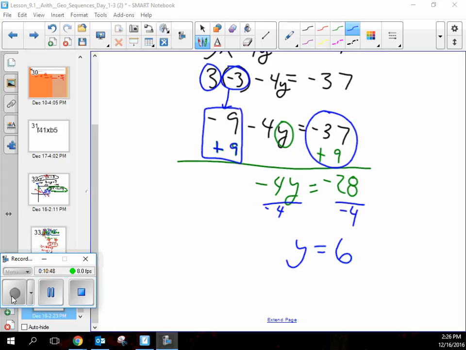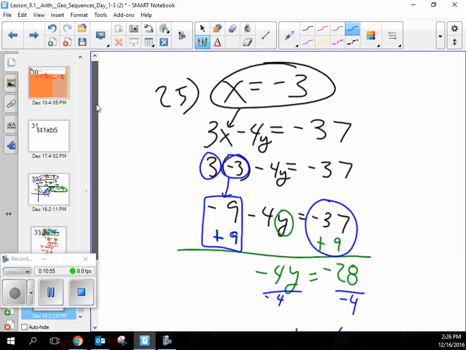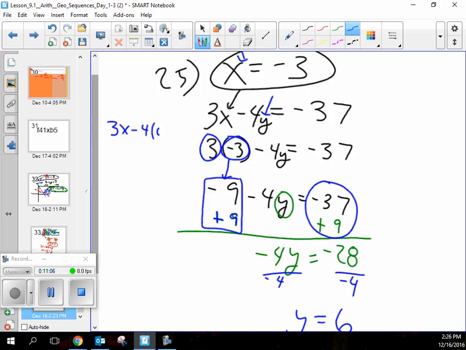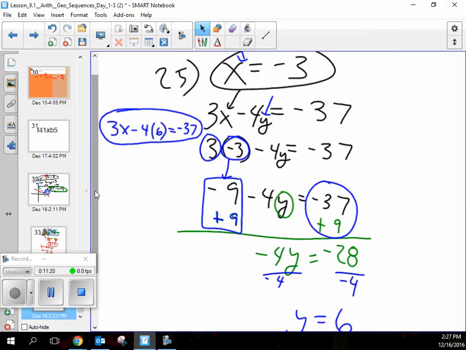But once again, you're not done. You got y, but you don't have x. So now I gotta go stick the y back in somewhere else. Like, can't go in here because that's an x. So I guess I have to put it in that equation. So I'll write it over here. 3x minus 4. And instead of y, I'm going to put what I know it is. Y is 6. Equals -37. There's your equation. It's solved. I know it's got like 3 steps left. So that's what makes these tough. That's all I got for you for today.